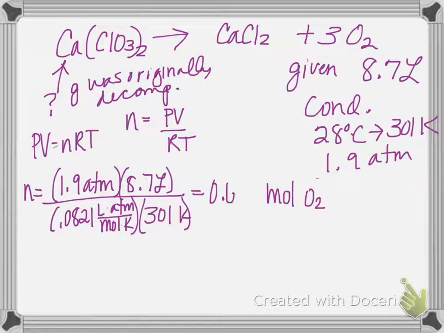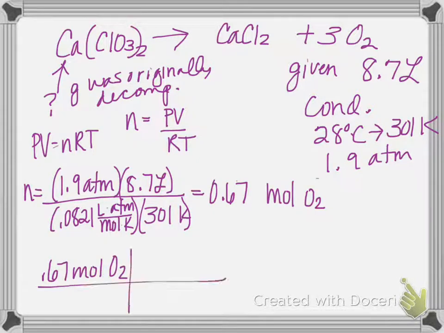Point six. Well, we're going to do 6.7. Okay, so 0.67 moles of oxygen. We are not at calcium chlorate yet. We are at oxygen. We turned volume into moles of oxygen. So now I can go down here and say 0.67 moles of oxygen, and now I can do my stoichiometry.